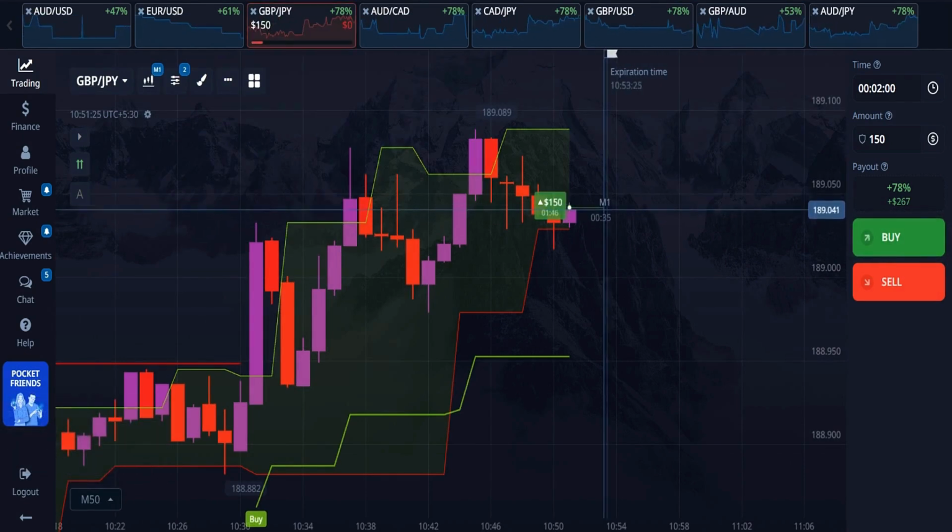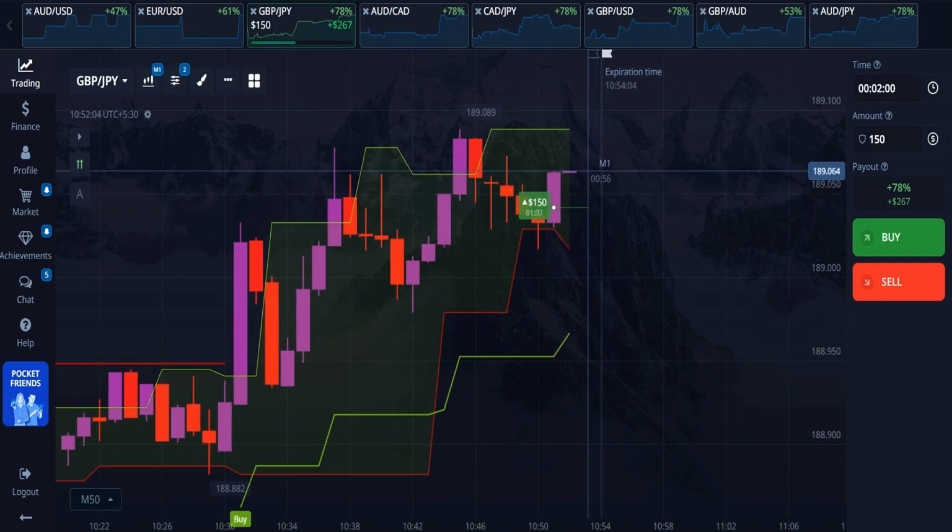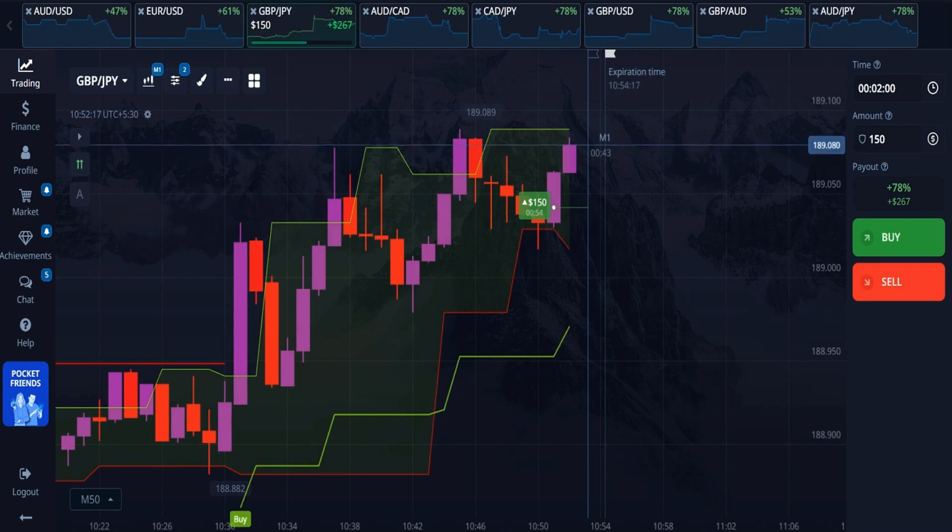That's it for today, traders. Make sure to practice this strategy on a demo account before using it for real trading. This will help you gain confidence and improve your skills.